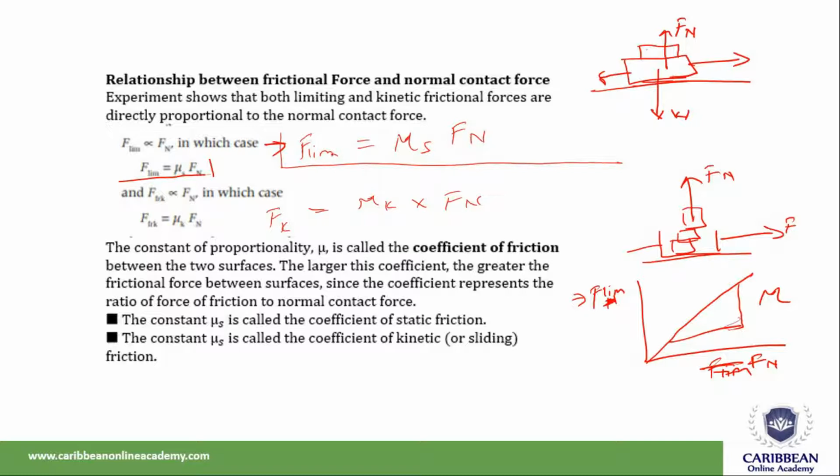And similarly, if the object is in motion, we also see that there's a directly proportional relationship between the kinetic friction force and the normal reaction force. However, the constant here is going to be the coefficient of kinetic friction.